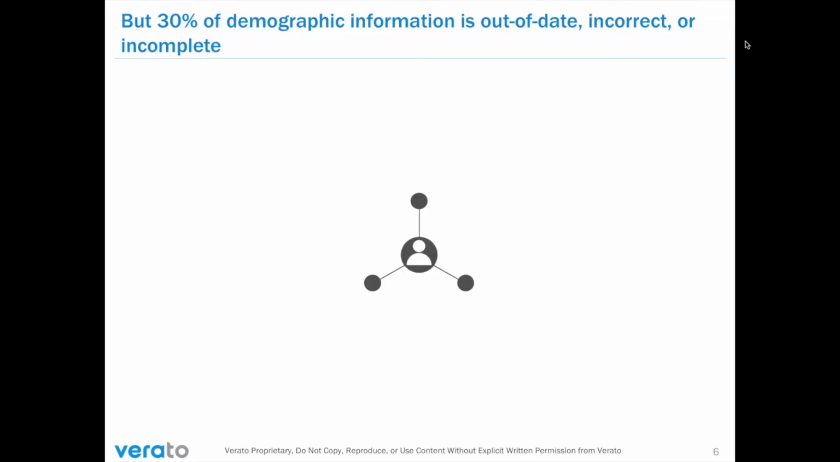Now the challenge comes today because you're getting a wider variety of information from a wider variety of sources, and you've got a lot more errors in the information. So in our experience, at least 30% of demographic information is out of date, incorrect, or incomplete. Sometimes it's a lot higher than that, but at least 30%.